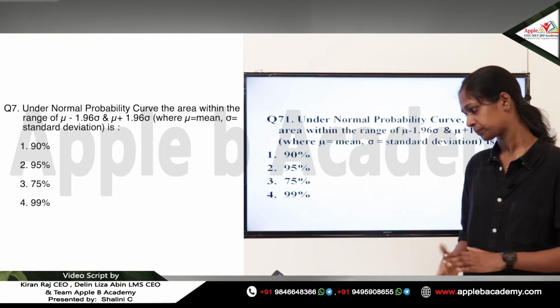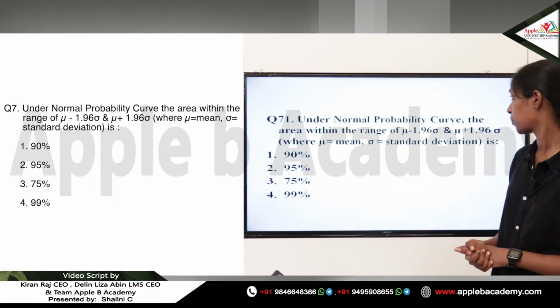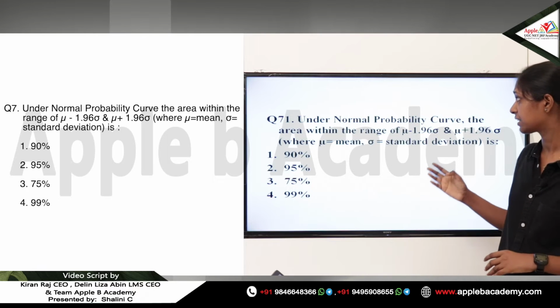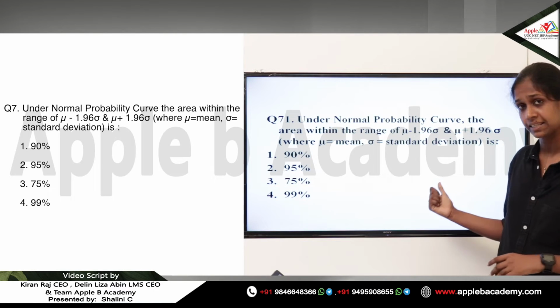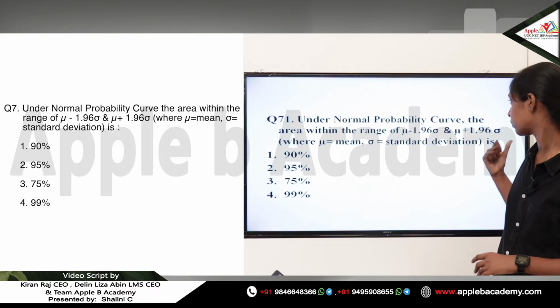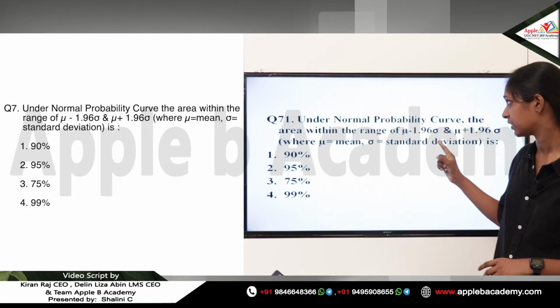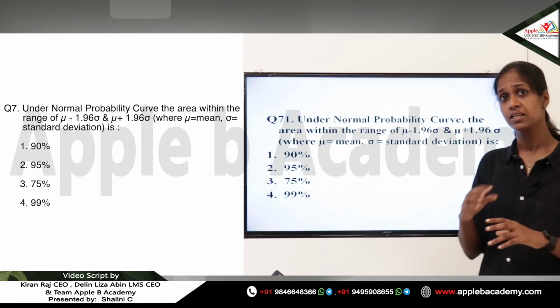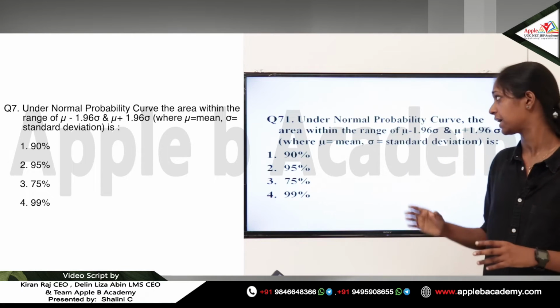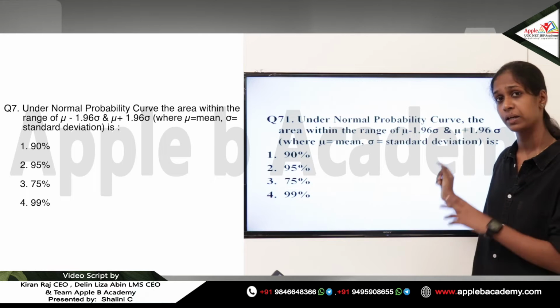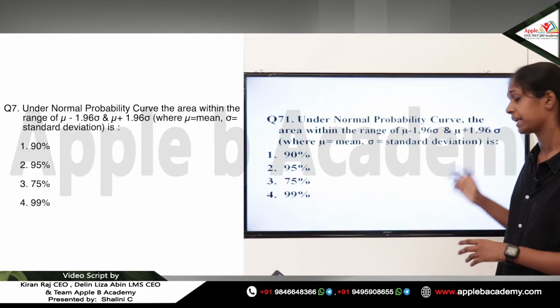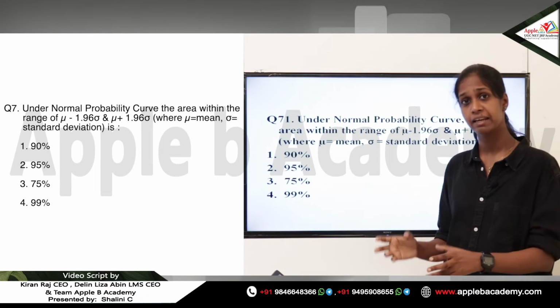Next question. Under a normal probability curve, the area within the range of mu minus 1.96 sigma and mu plus 1.96 sigma, where mu is the mean and sigma is the standard deviation. What is the area? So in a normal distribution curve, we know that within a range of mu minus 1.96 sigma and mu plus 1.96 sigma, the area covered is 95%.